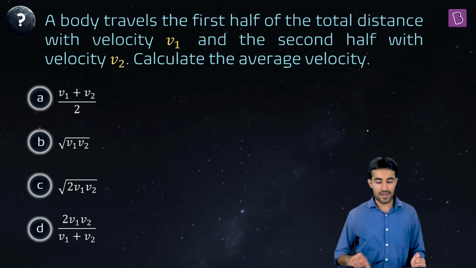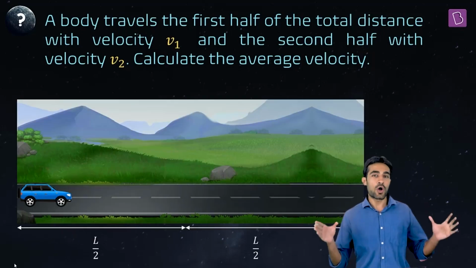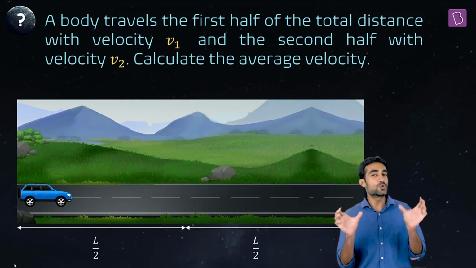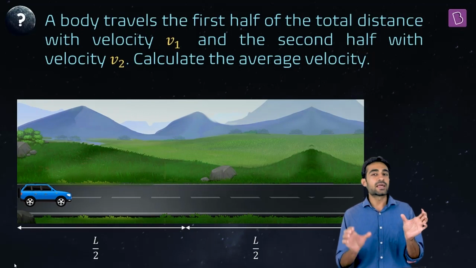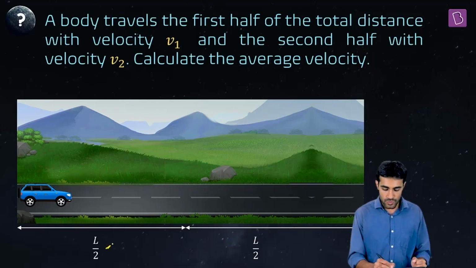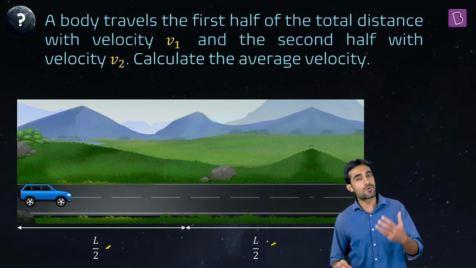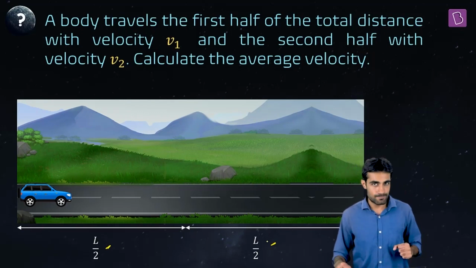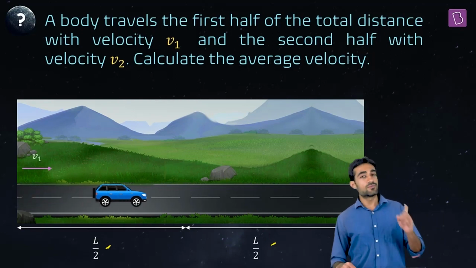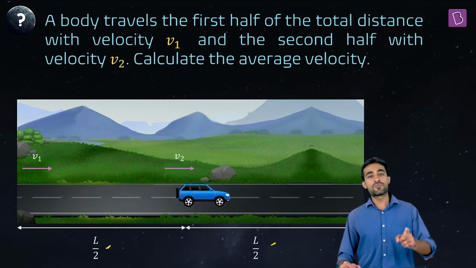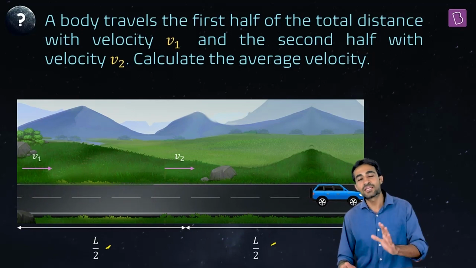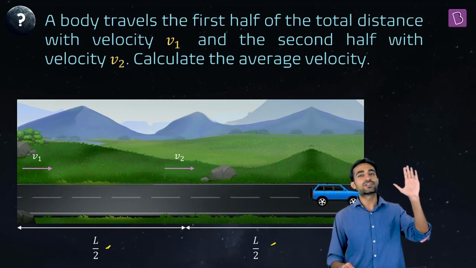Let's say this is our car and the total length of the journey, let it be L. Now we divide the journey into two parts, first part and the second part. The first part of the journey is of length L by 2 and the second part is also of length L by 2. Now during first half, car traveled with velocity v1 and during the second half, car traveled with velocity v2. We have to find the average velocity during the entire journey.